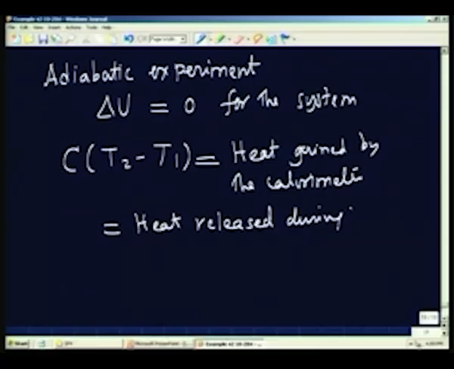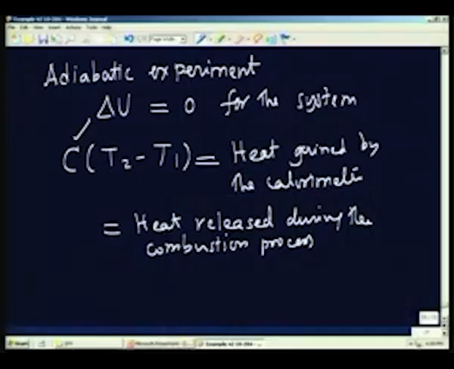Of course, I know how much of the material I am burning, and therefore, I can write this expression as the mass of the fuel burnt multiplied by the heat of combustion for the material. We know the mass. We know this from the experiment with benzoic acid. This T2 and T1 are measured by the experiment, and therefore, I will be able to determine the value of the heating value for the fuel.